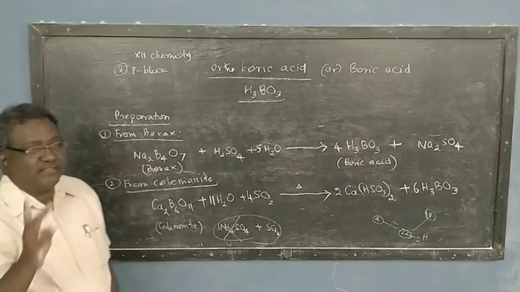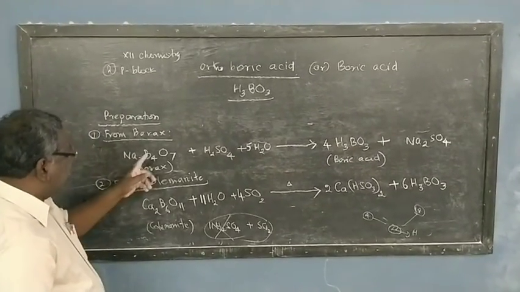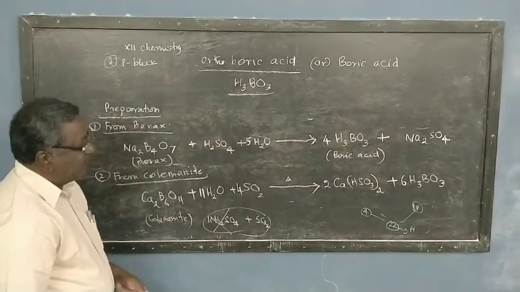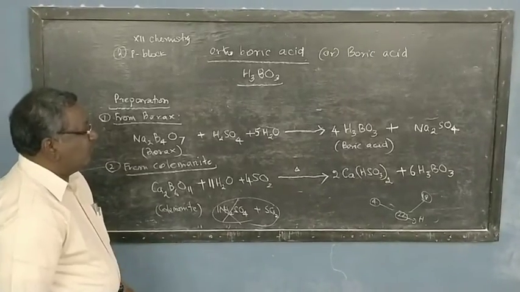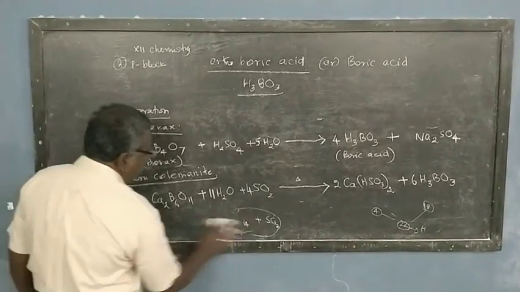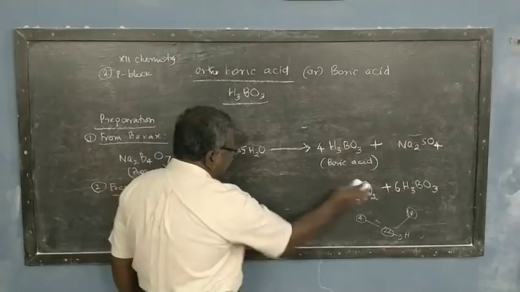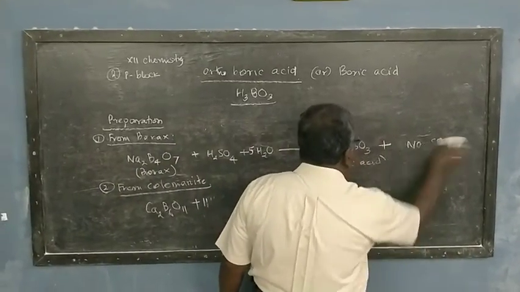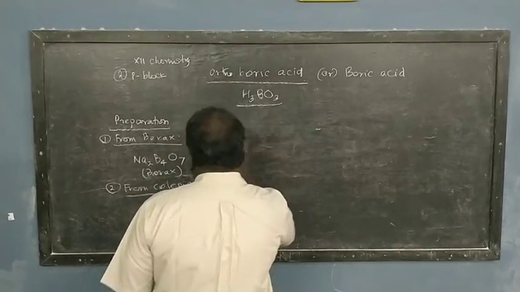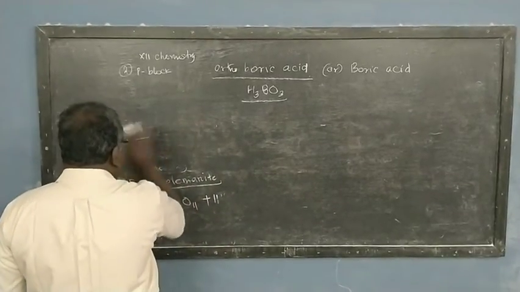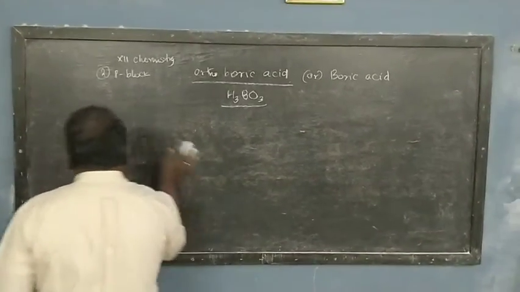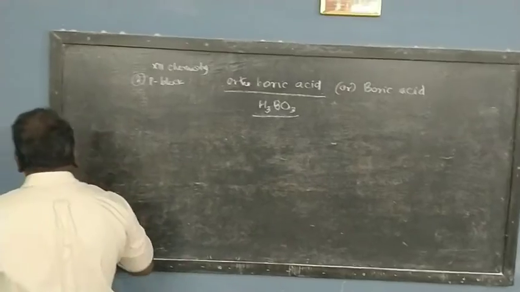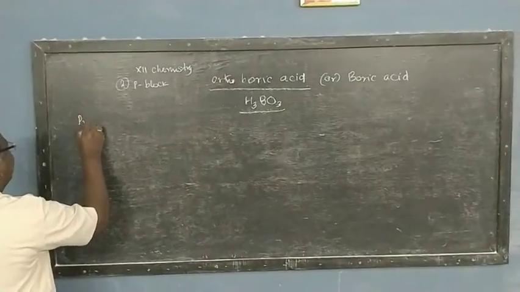So these are the two methods of preparation of boric acid. One you can get from borax, the other one you can get from colemanite. Right? Now we will go into the properties of boric acid. Boric acid is a white crystalline solid. Then the properties.